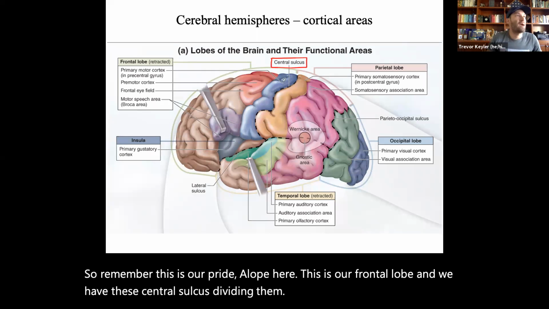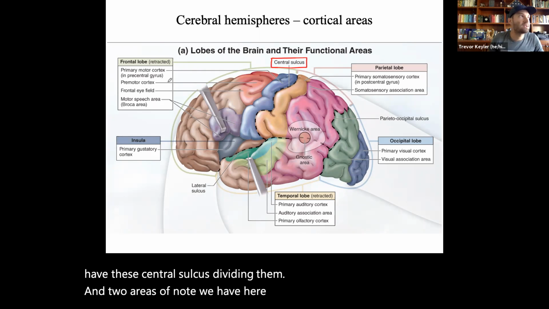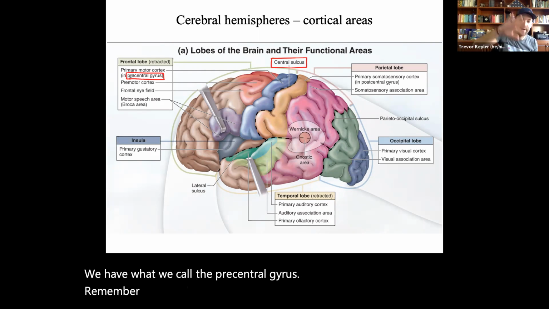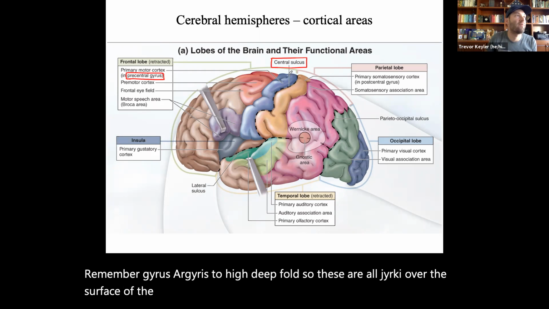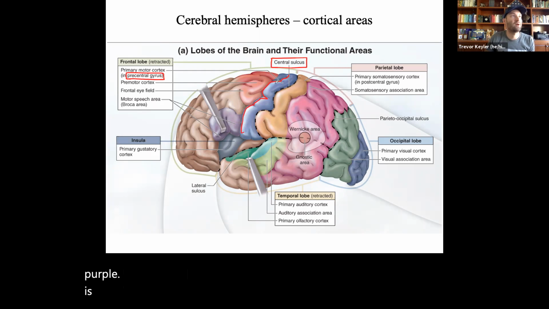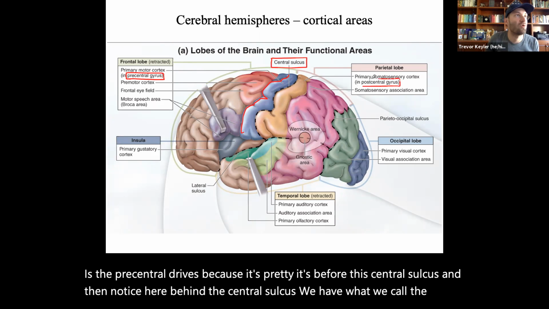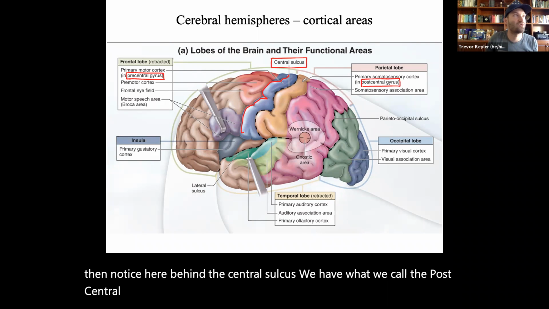And two areas of note we have here is before this sulcus, we have what we call the precentral gyrus. Okay. Remember a gyrus or a gyri is just a high, deep fold. So these are all gyri over the surface of the brain. And this particular fold here that they're highlighting in purple is the precentral gyrus because it's before this central sulcus. Okay. And then notice here behind the central sulcus, we have what we call the post-central gyrus. So that just means post-central fold. And that's what we have here.